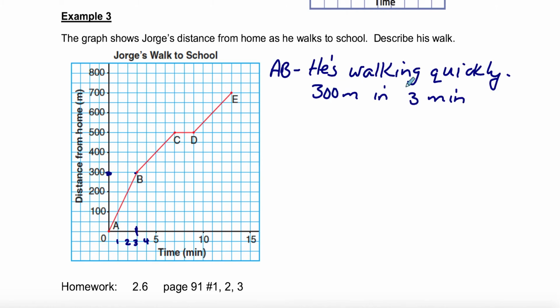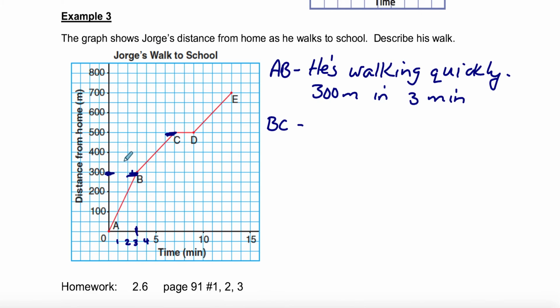So he was going fairly fast. And then we could actually divide those numbers and say that he's going 100 meters a minute. That's the speed that he's going. But for now, let's just look at each line segment. So BC, when I look at B to C, a lot of students will say he went 500 meters. But I want to know from B to C only, from there to there, how far did he go?